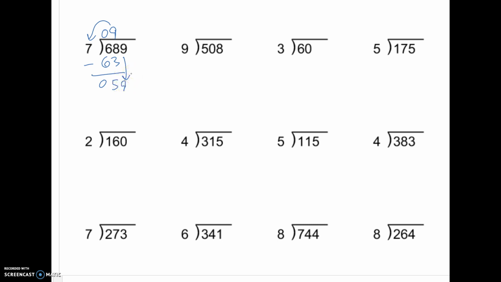Okay. 7 goes into 59 8 times. 8 times 7 is 56. Subtract them and you get 3. So what does this 3 mean? There's not really any more numbers to bring down. Our 9 was our last one. So this 3 means a remainder. So our quotient, our answer, is going to be 98 with a remainder of 3. I don't need you to worry about decimals or fractions right now. Using a remainder for this is perfectly fine.